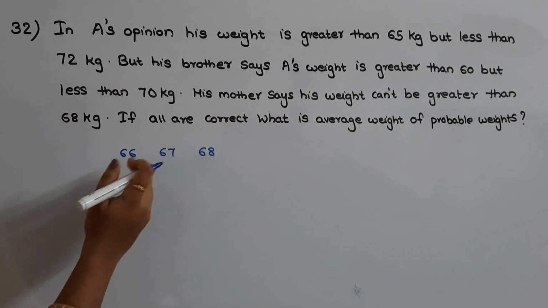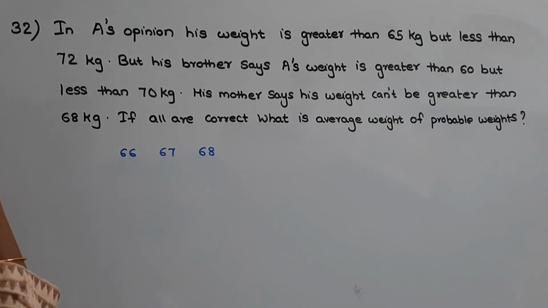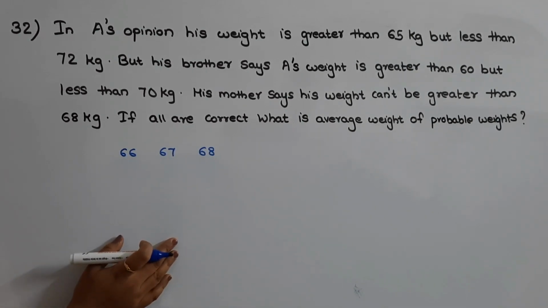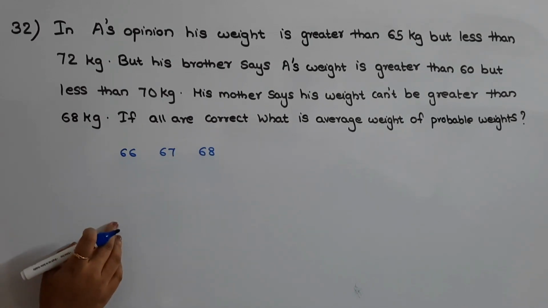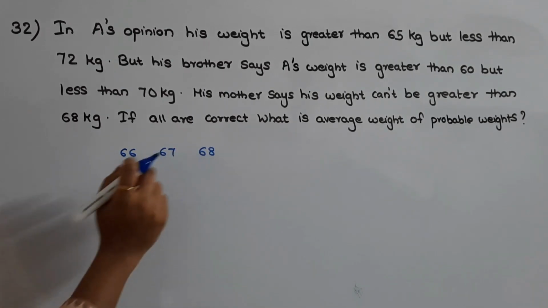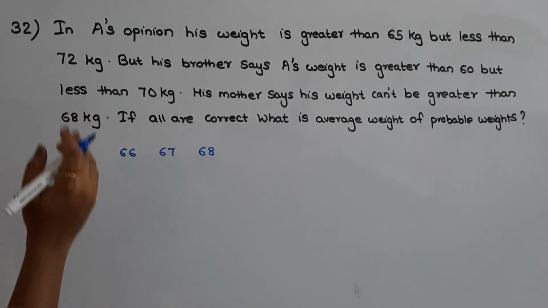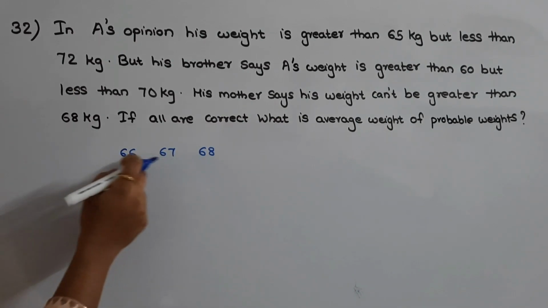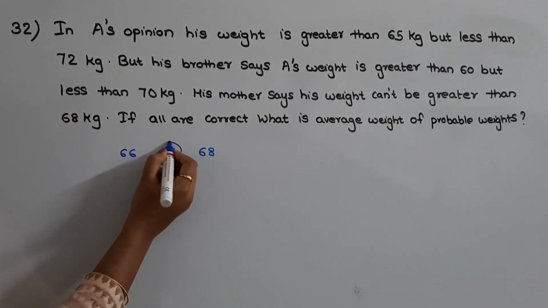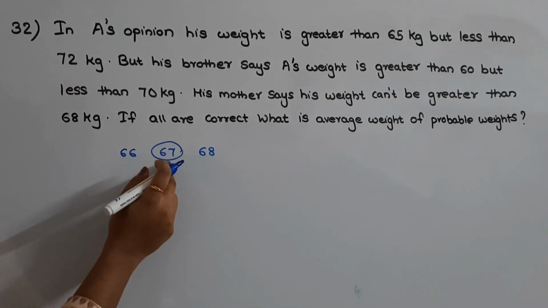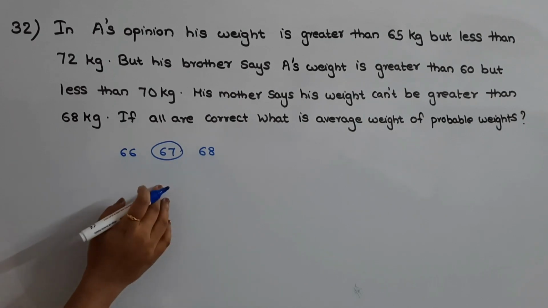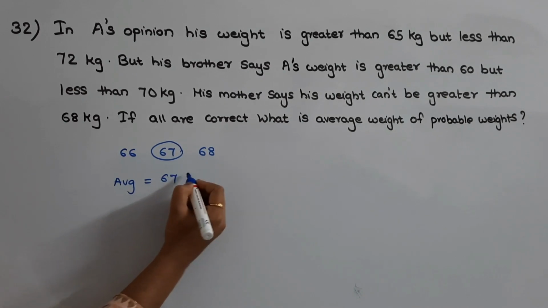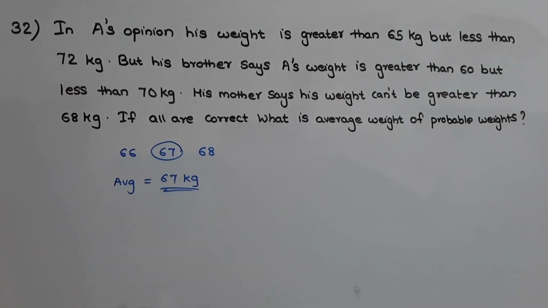We need to find the average of these probable weights. We know that average is equal to sum of observations by number of observations. But these are consecutive numbers: 66, 67 and 68. So the average of consecutive numbers will be the middle number. The average of these three consecutive numbers is 67, so this is the middle number. So the average of the probable weights is 67 kg. So this is the answer.